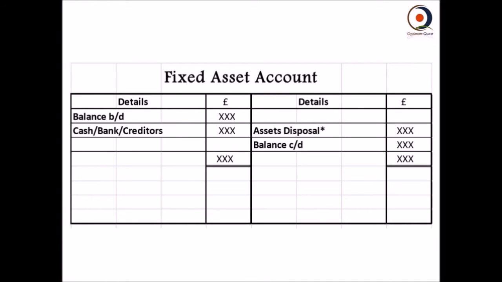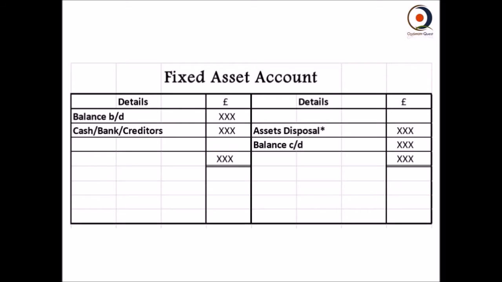This is the format of a fixed asset account. As you can see, we have balance BD on the debit side along with cash, bank or creditors, and on the credit side we have asset disposal and balance CD. A very easy way to remember the format is to keep in mind that any sort of purchases made in the current financial year will be recorded on the debit side of the fixed asset account, and any disposal or sale of fixed asset will be recorded on the credit side of that account.